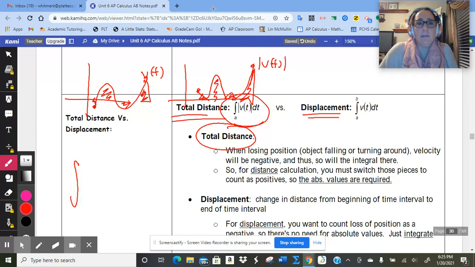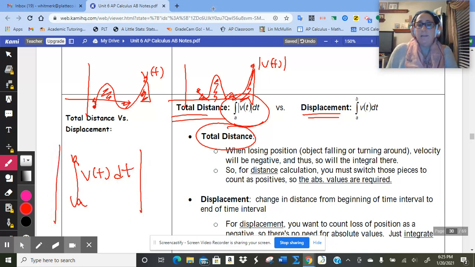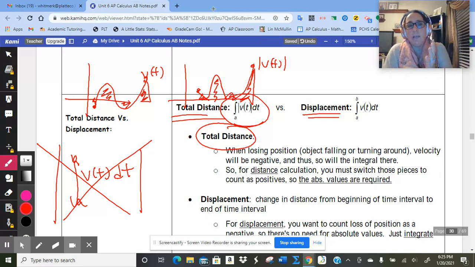Now, I've seen kiddos who try to do this. That is not correct, okay? That means that you just take your answer and make it positive. So whatever this answer ended up being, all I did was take the absolute value of that answer. So that is wrong. Make sure that you are putting the absolute value bars on the inside. Okay?